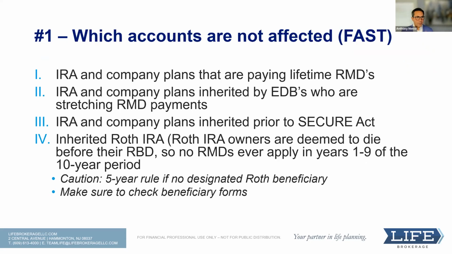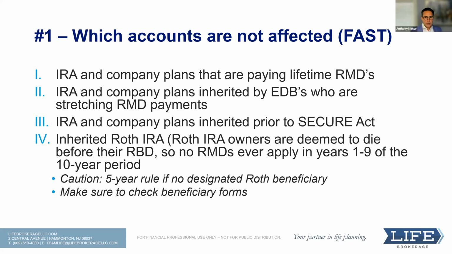Which accounts are not affected? Let's cover this really quickly, Channing. Who isn't subject to this rule? Well, the first one is IRAs and company plans that are paying lifetime RMDs. Those that are inherited by eligible designated beneficiaries who are receiving the RMDs. Those inherited before the Secure Act, and inherited Roth IRAs. I know we'll talk about Roth IRAs a little bit later, but they're not affected by this.